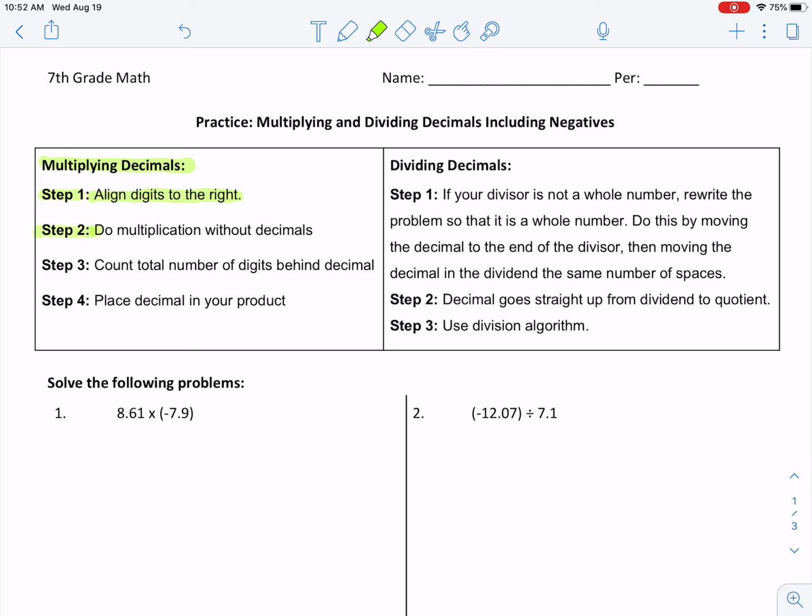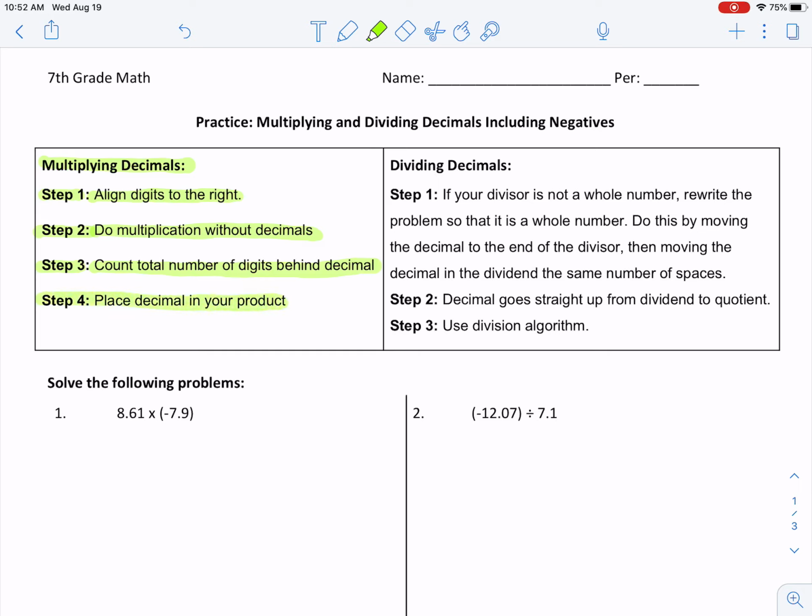Step number 2, do the multiplication without the decimals. This is saying, without looking at the decimal point, just multiply the numbers as if there were no decimal point. Step number 3, count the total number of digits behind the decimal point. Once you have completed your multiplication, you have to figure out where to place your decimal point. The first step is to count the digits from the decimal point to the right end of both numbers, and then add them up.